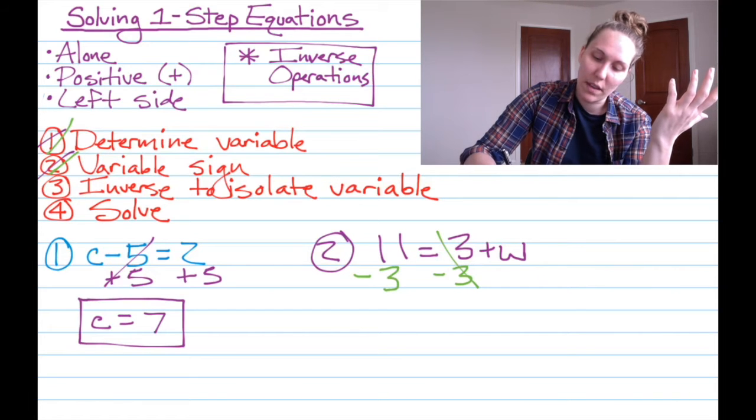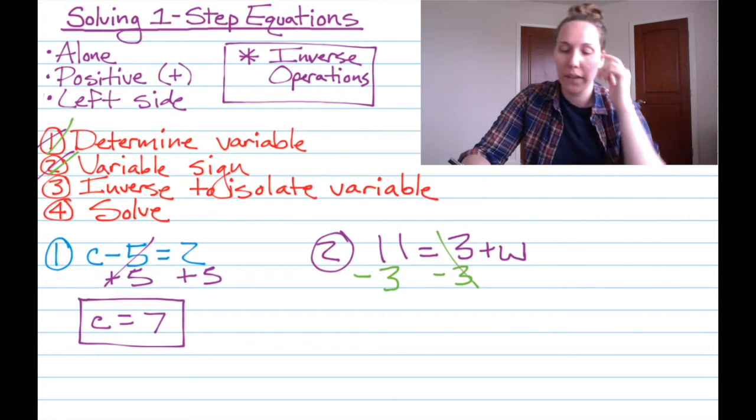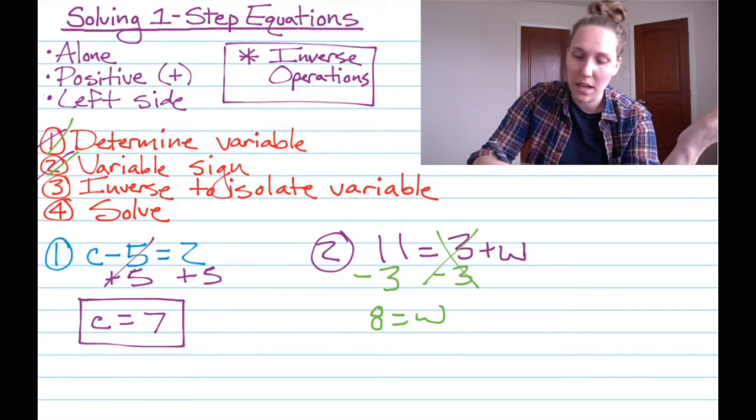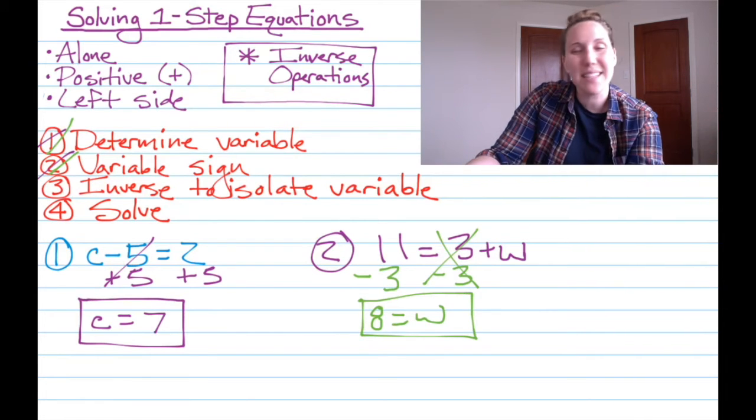We have to do it to the other side to keep our equation balanced. 11 minus 3 is 8. And again, since those canceled, it's just 8 equals W. Again, you can be done here. Like if you put a box around that, it's not wrong.